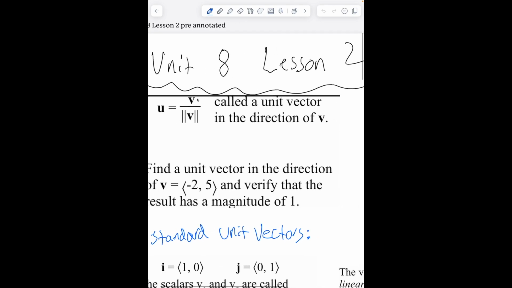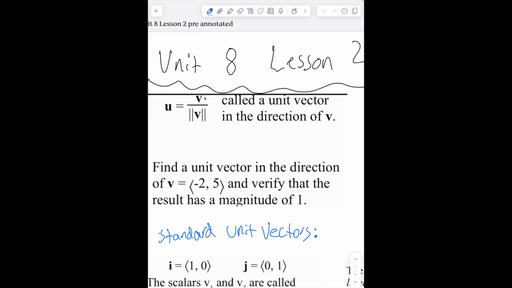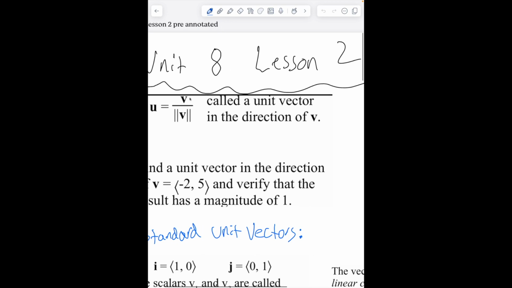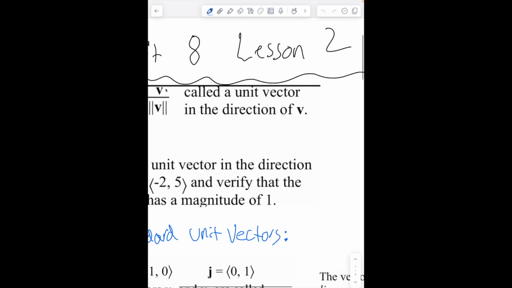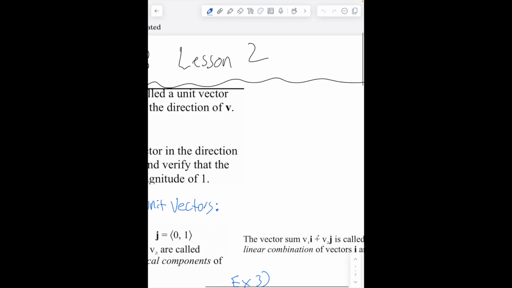So if we look at an example, it says find a unit vector in the direction of v, with the vector being negative 2, 5, and verify that the result has a magnitude of 1. So the first thing I'm going to do is try to find the magnitude.